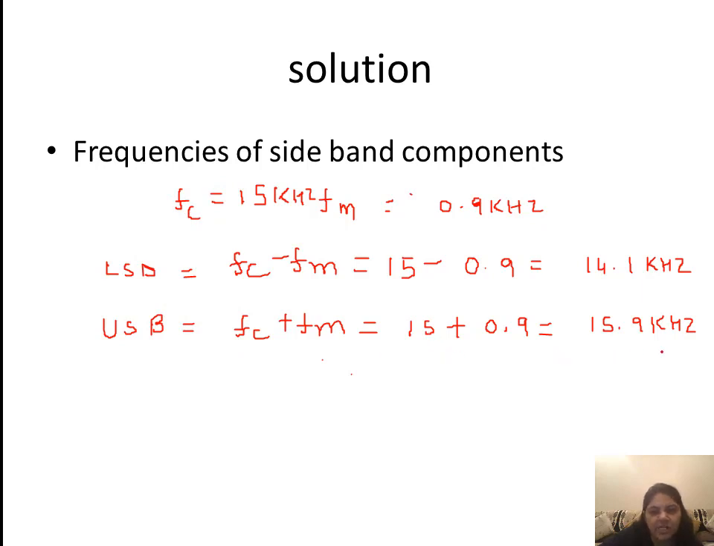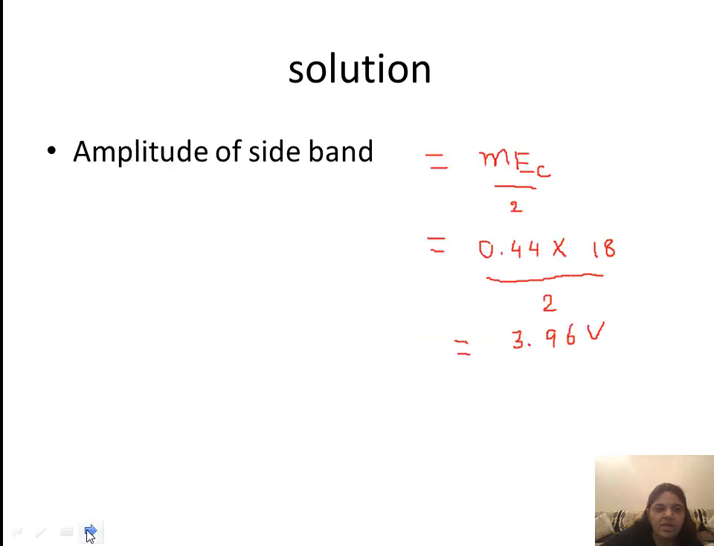Now we have all the values. For the amplitude of the sideband, we know that the frequency spectrum of the AM wave consists of frequency as well as amplitude. From our original equation, the amplitude is mEc by 2 or mVc by 2. M is 0.44, Ec is 18, divided by 2. So it is 3.96, nearly 4 volt.